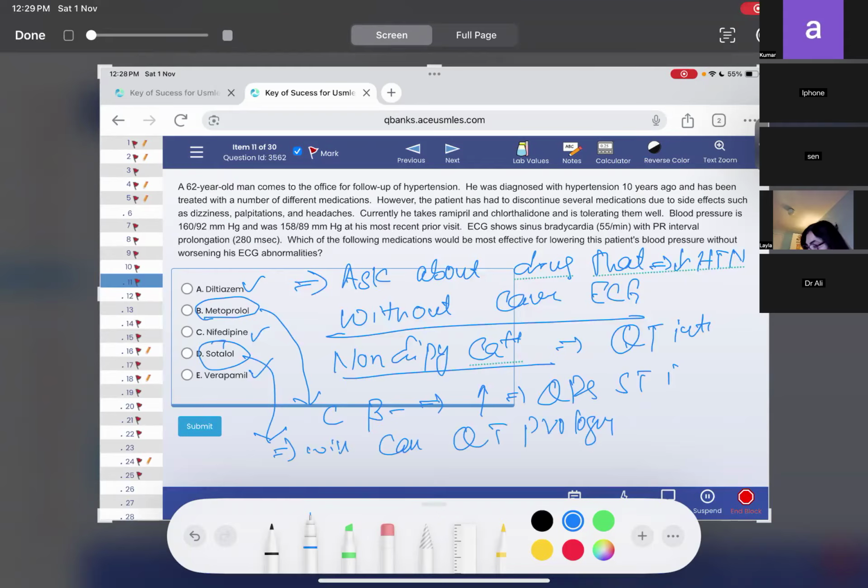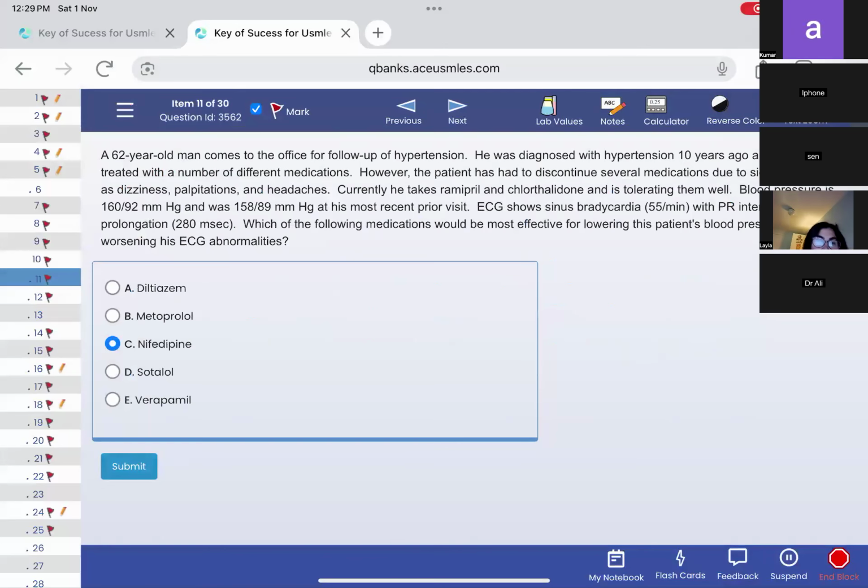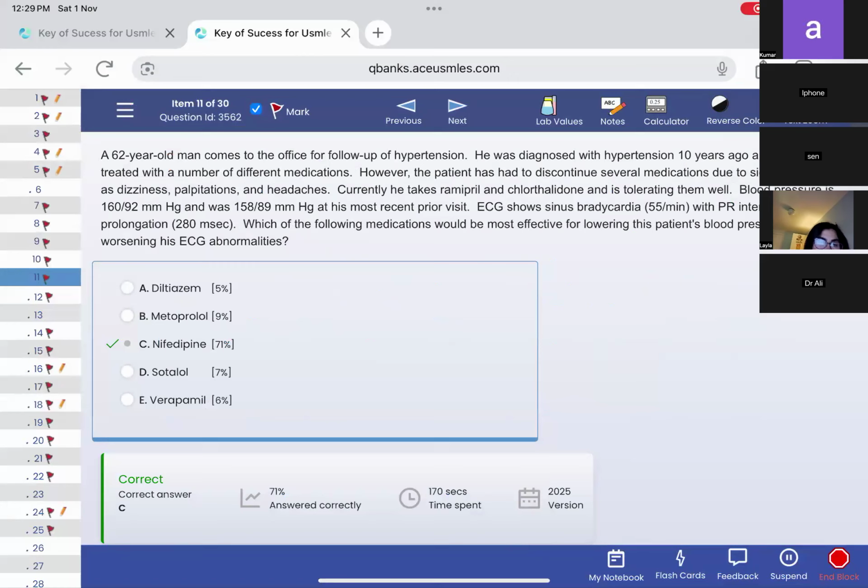Clear, everybody? Yeah. So let's move to the option. This is a very clear-cut question. They are asking about a drug that has no effect on the heart. So nifedipine is the only drug which works only on vessels, not on the heart.